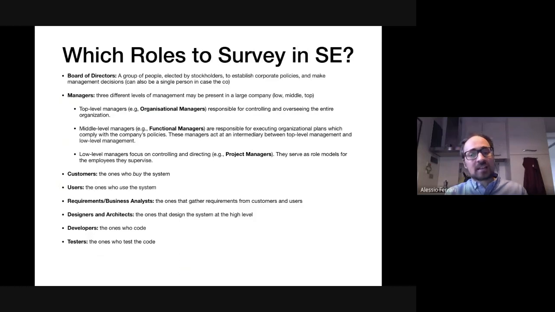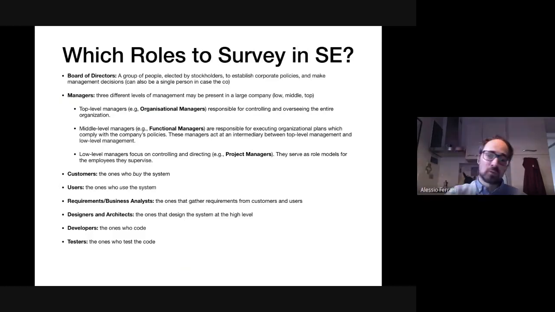This is a slide that we already saw, about the roles in software engineering. I wanted to remark on it because in the end, you end up surveying people according to their specific roles, and consider that different roles will give you a very different perspective. And it is good to remember which are the roles in a certain software organization.